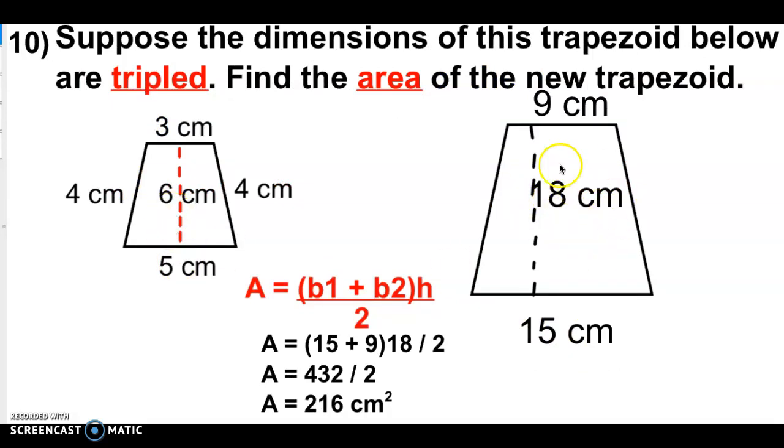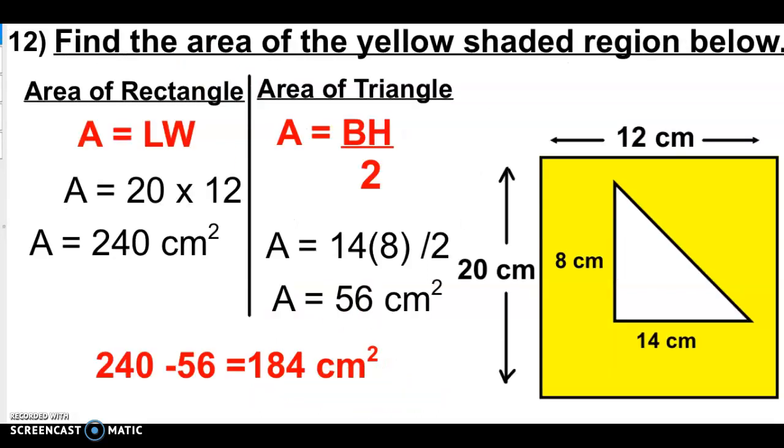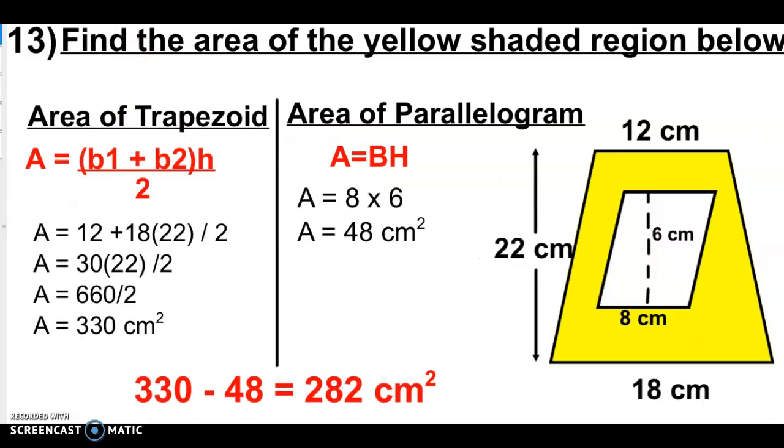I found the area of my new trapezoid. I tripled my dimensions. And I used my formula. I got 216 centimeters squared. Number 11, same thing. I drew my new parallelogram. I tripled my dimensions. I found the answer is 648 centimeters squared. Number 12, make sure you hit pause on this if you need a review of how I did the area of the shaded region. This was my final answer. And the same thing for number 13.